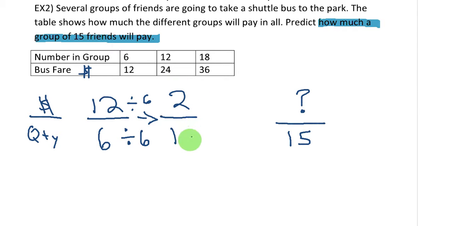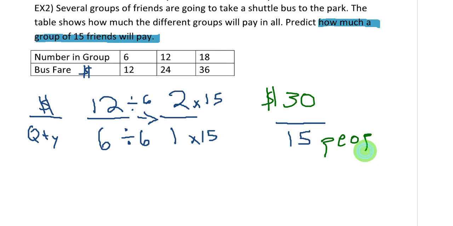You can ask yourself, how do I get from 1 to 15? Well, simple. You're going to multiply by 15 on the bottom. What you do to the bottom, you do to the top. When you multiply by 15 on top, now you have 2 times 15, which gives you 30. And that's the missing piece of this puzzle. So we'll put 30 on top: $30 per 15 people.